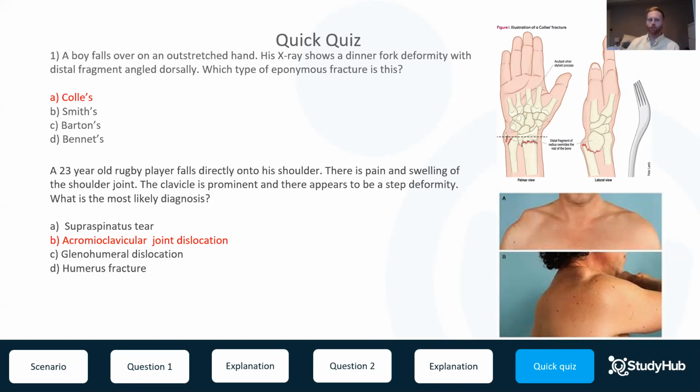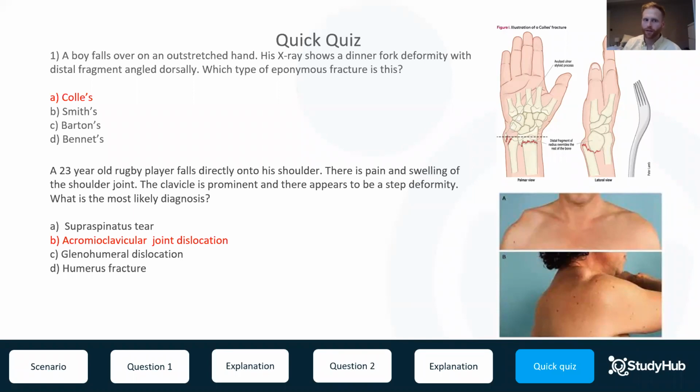Okay, so the other 2 are a bit more complicated. Well, they're not complicated, they're just a bit less common. So Bennett's fracture is where you get a fracture of the proximal phalanx of the thumb, but that is intra-articular. So you can get a fracture of that usually from impact injuries.